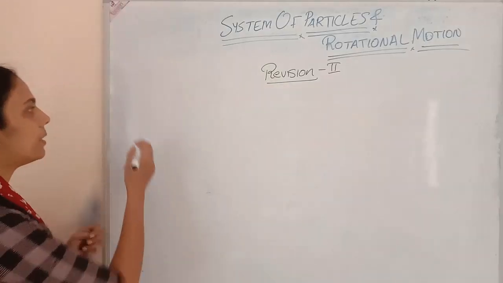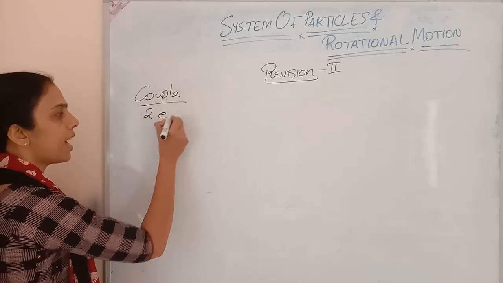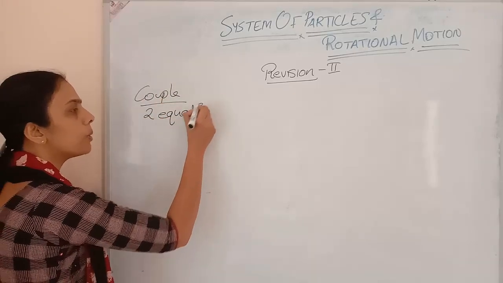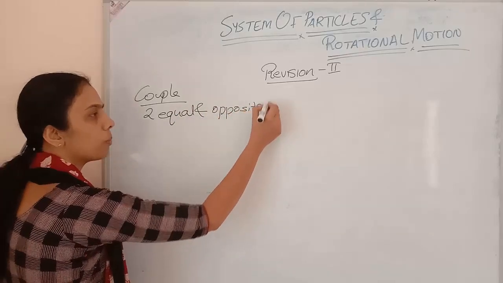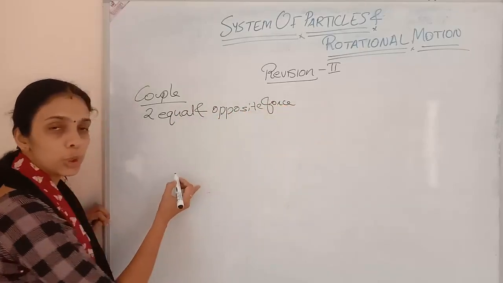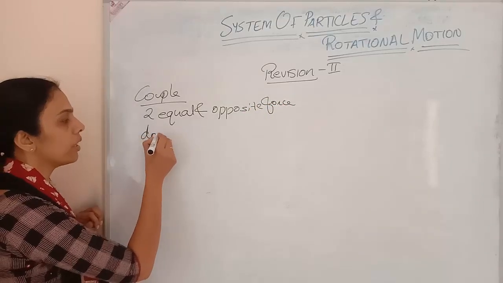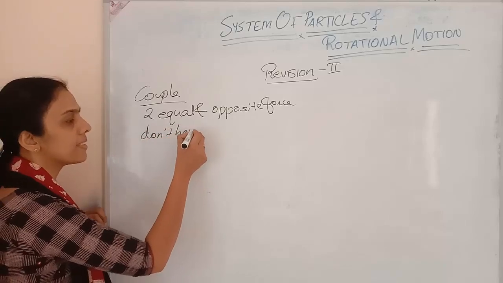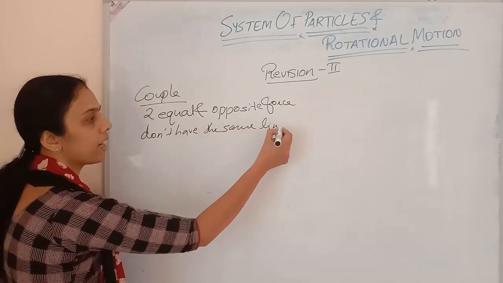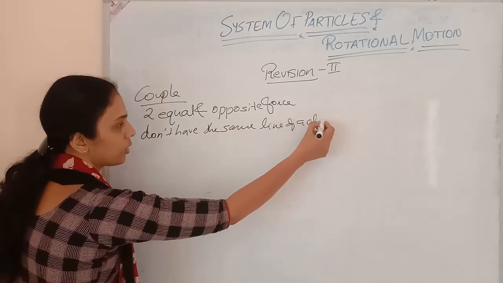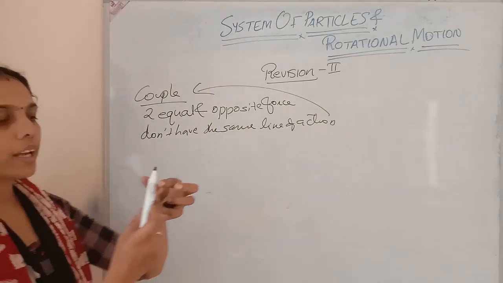What is a couple? A couple is two equal and opposite forces which don't have the same line of action. Two equal and opposite forces which don't have the same line of action will constitute a couple.